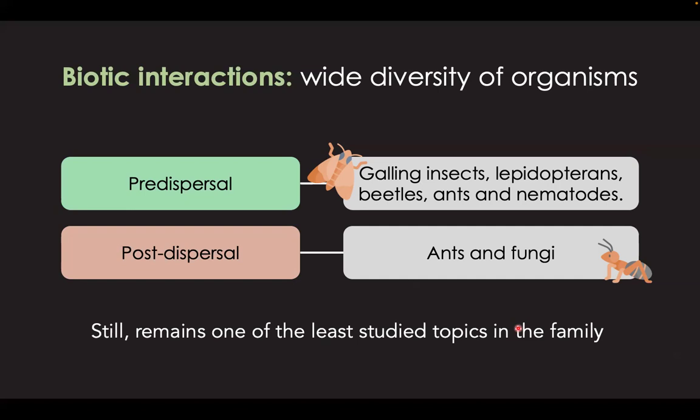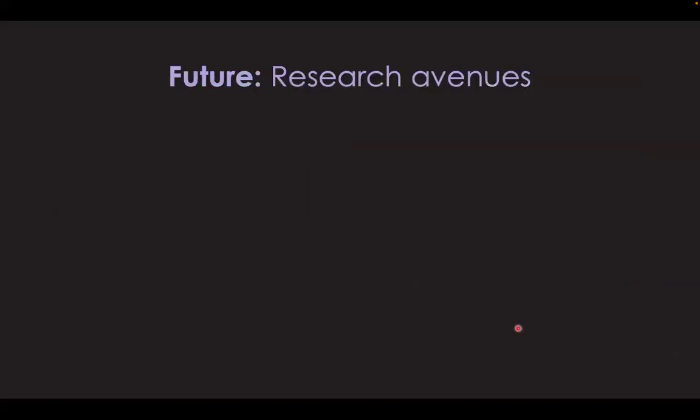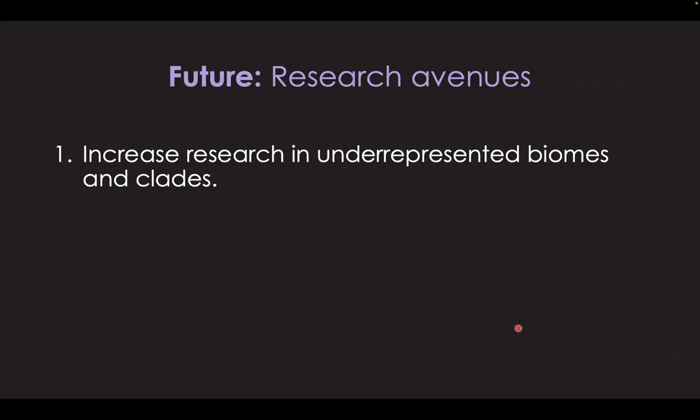Having said that, we should talk about our recommendations, our research agenda, or what we should be doing next to advance our knowledge: we definitely need to increase research in underrepresented biomes and clades. As Agnes said, for me as a Colombian it was quite shocking and frustrating to see that Colombia doesn't have a lot of studies on melastomes, even though there are a lot of species. And in the high Andes, there were also not that many studies. So we really need to start including underrepresented biomes and clades in our studies.